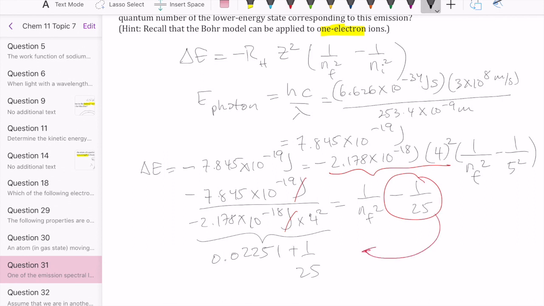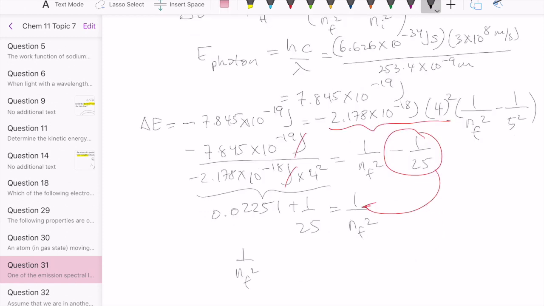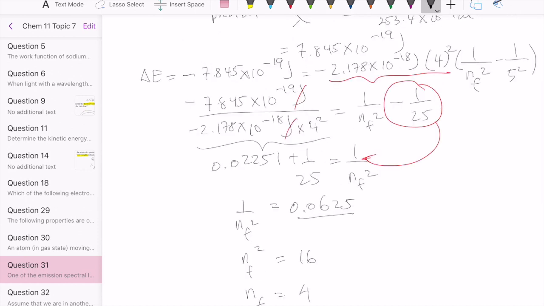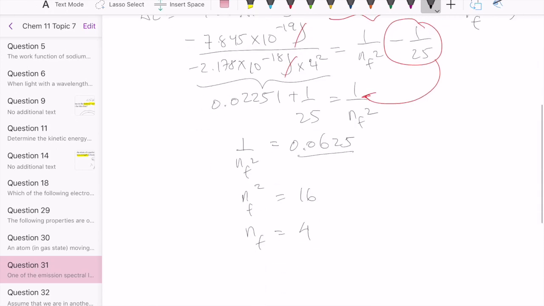Now, if I take my 1 over 25 and bring it to the other side, it becomes plus 1 over 25, and that's equal to 1 over n final squared. That ends up being 0.0625. So therefore, n final squared is 16, the reciprocal of this number, and then n final is the square root of 16, which is 4. So what has happened is the electron has gone from orbit 5 to orbit 4 in this case.